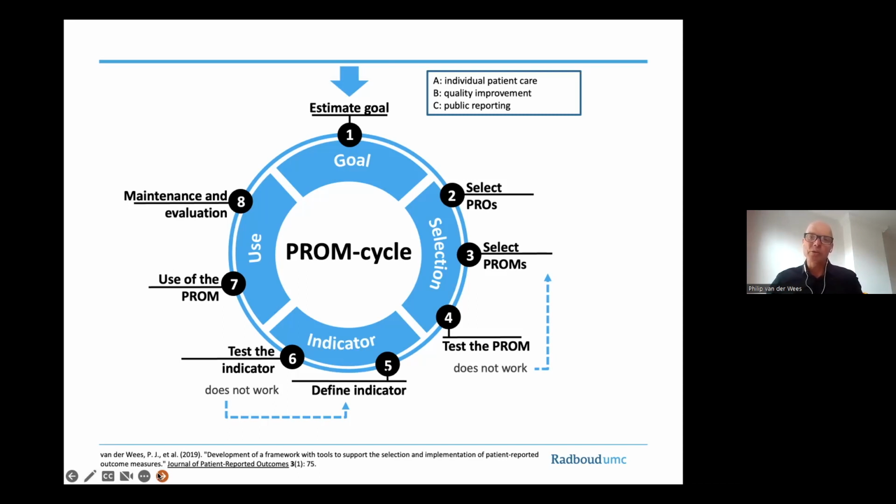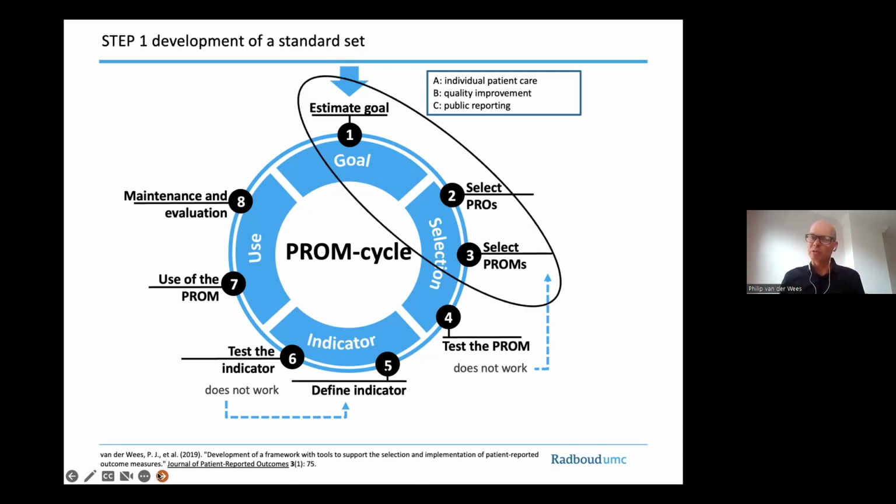So one of the main issues there is that initially the first step in getting there is that you have to select the outcomes to be used and also select the outcome measures to be done with that. So the first three steps of this cycle are to estimate the goal, to select the patient-reported outcomes, and to select the patient-reported outcome measures. And those are the first steps that we undertook in this project to initiate the development of a core set of outcome measures for low back pain, and to use that for quality improvement purposes. And Koen will now take over and tell you a bit more about what exactly we've done and what the results of that project were.